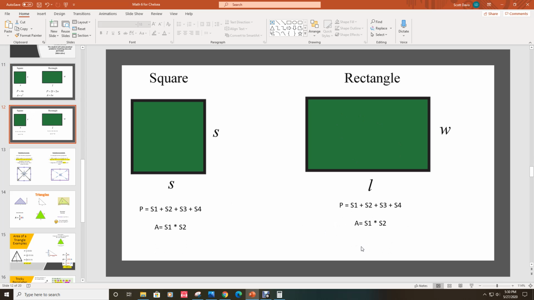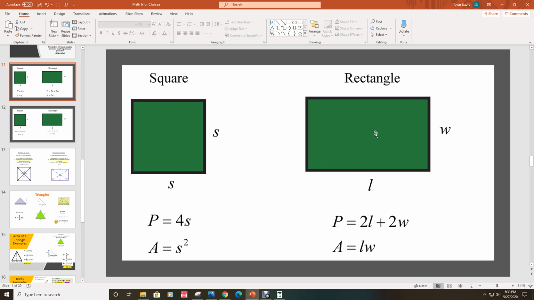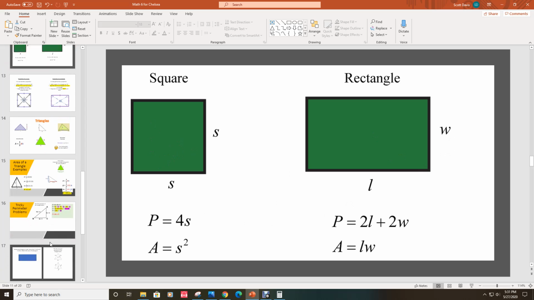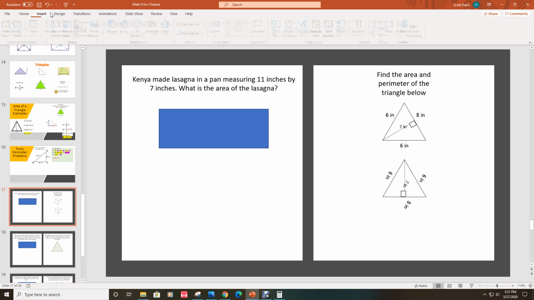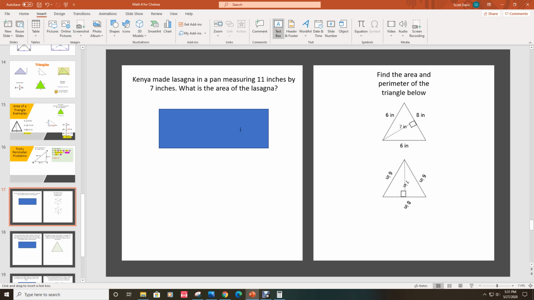So here, when we broke it down, it's side 1 times side 2. But they separate that and show you the difference because a rectangle does not have equal sides like the square does. So let's get back to there. So here's a lasagna. We know it's a rectangle because it says that it is 11 inches by 7 inches. So we can label our picture, okay? You're going to label your picture.